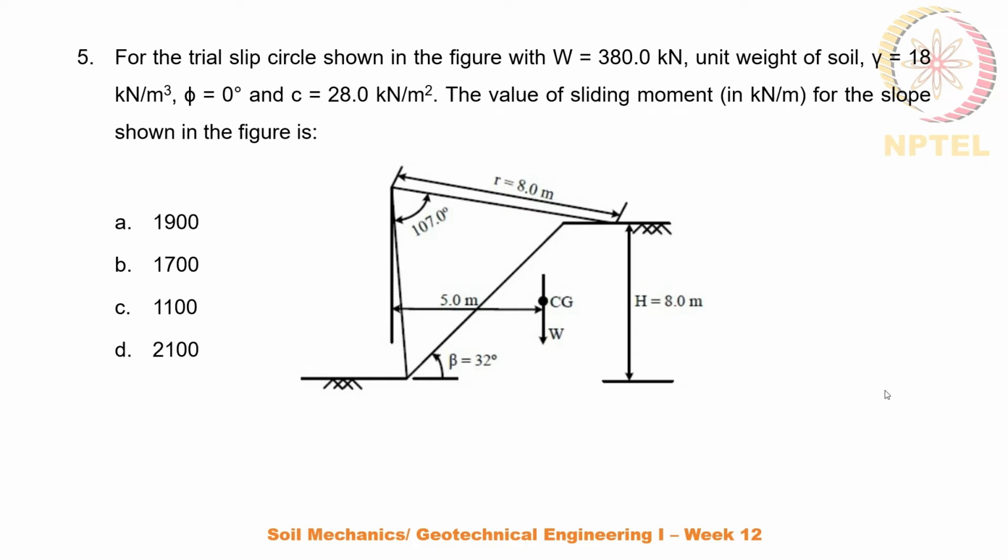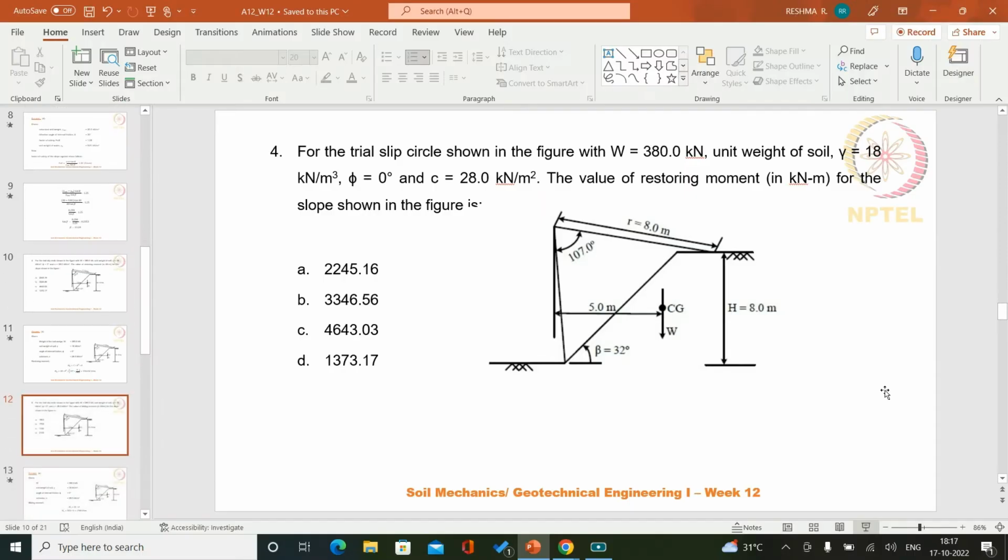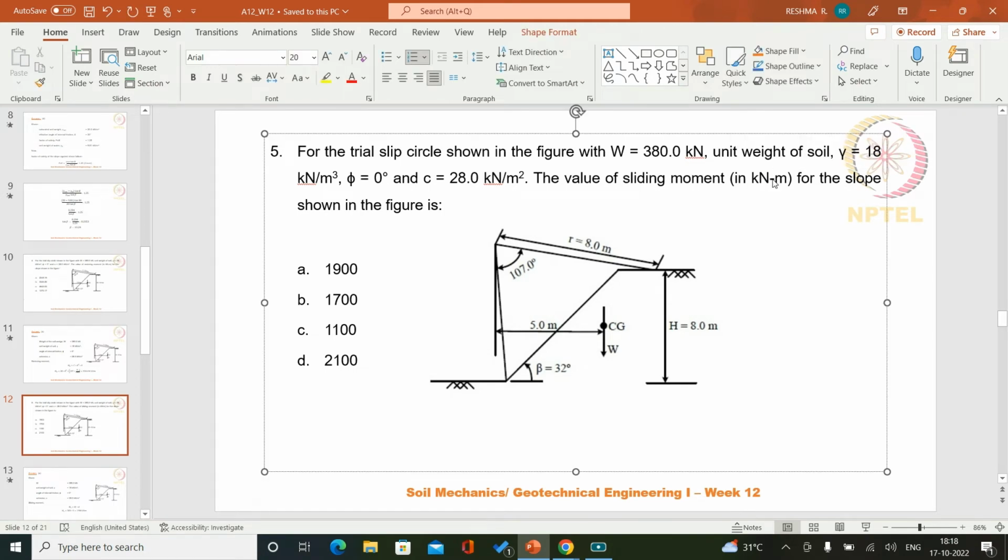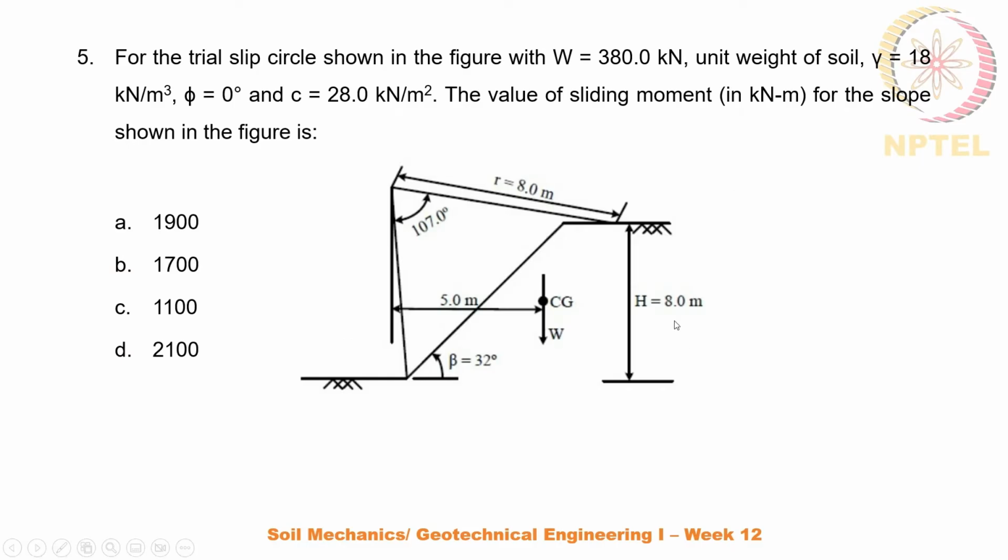So for the trial slip circle, as we saw in the earlier question, with the same parameters, here we are asked to find out the value of sliding moment. So here also the weight of the soil wedge is 380 kilonewton. Unit weight of soil sample is 18 kilonewton per meter cube. Phi is 0 degrees and cohesion C is given as 28 kilonewton per meter square.